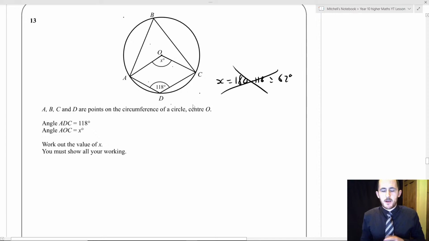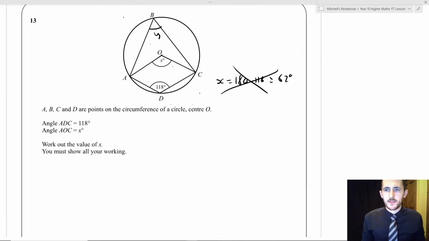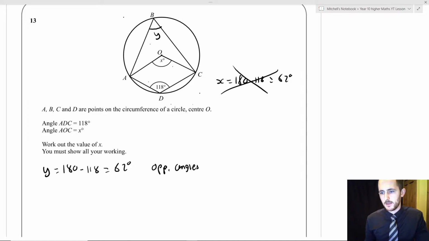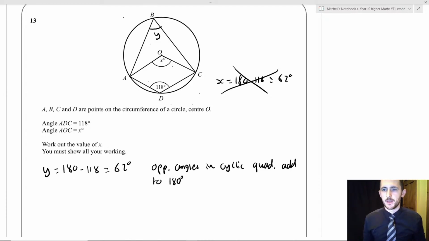Okay, well, let's think about, if we're not sure what to do, again, follow the advice we just figured out: work something out. Well, I can work out this side for the reasons I just said, right? So y is equal to 180 minus 118. And it doesn't say to write your reasons, but I'm going to write my reasons. I'm just going to say that opposite angles in cyclic quadrilateral add to 180. Okay, so far so good.